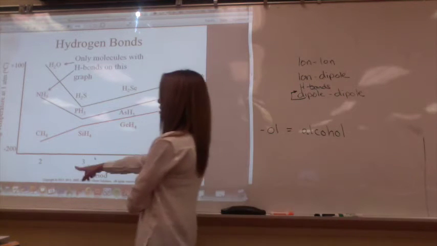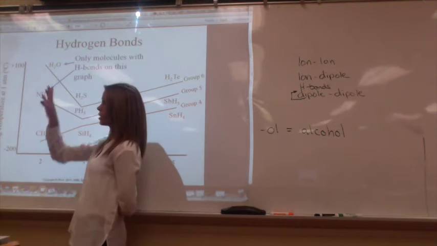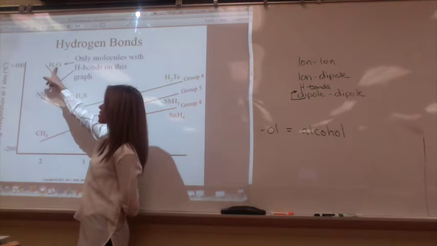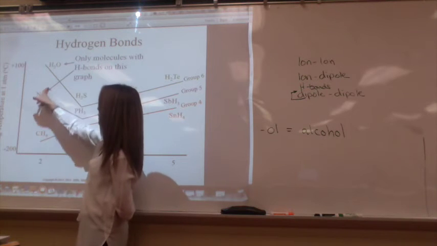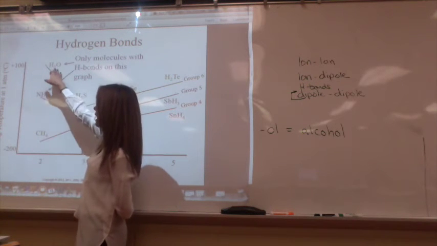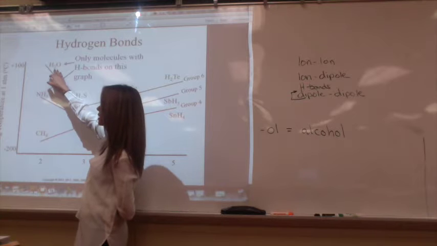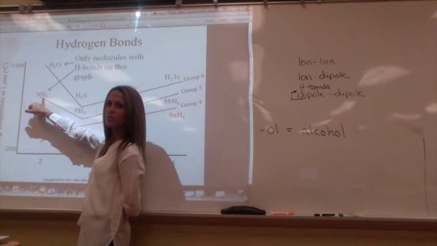Periods go across. So as I go across my period, look, you hit carbon, nitrogen, and oxygen. They're all bonded with hydrogen. This is hydrogen bonds, right? So I'm bonded with hydrogen. You'll see that the highest boiling point is water here. Does NH3 have hydrogen bonds?